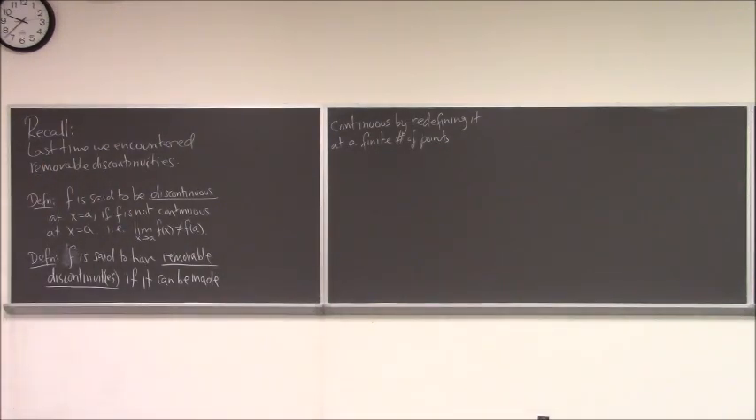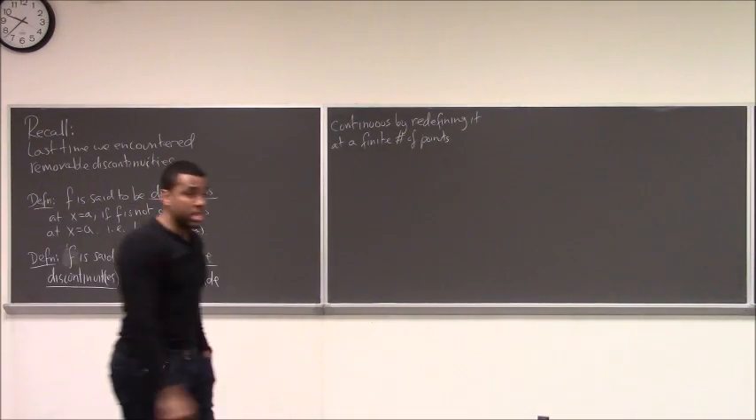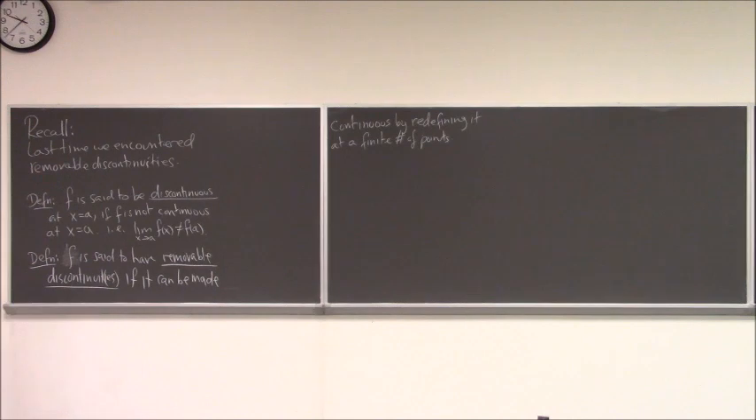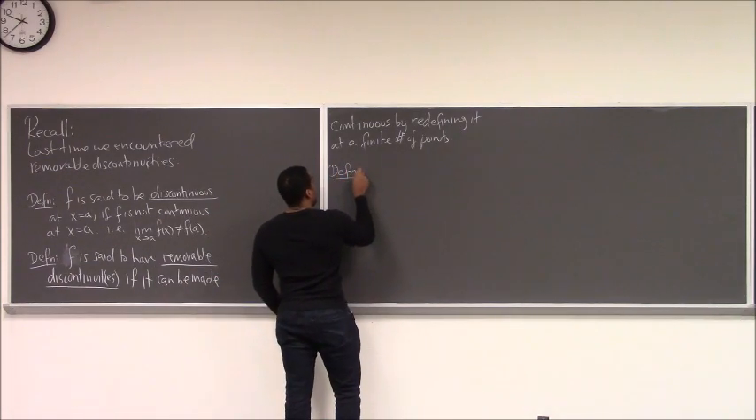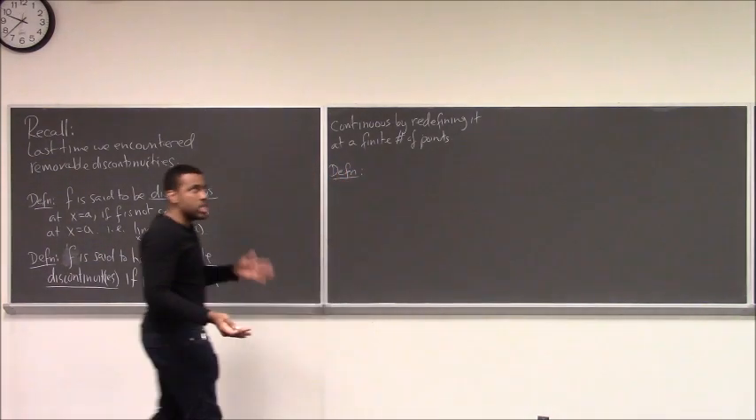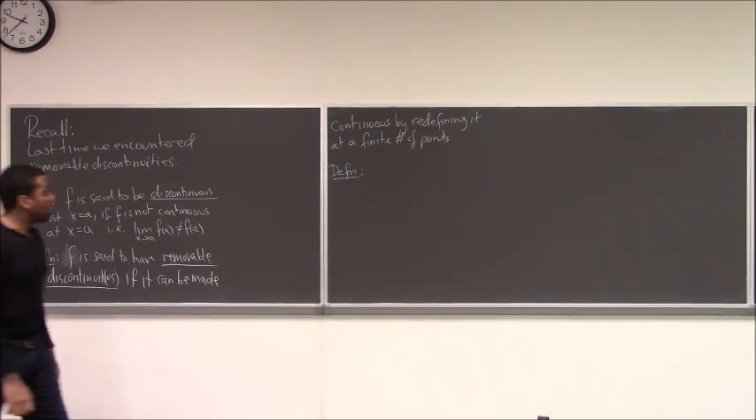They're removable if we can fix them simply by redefining the function at a finite number of points, which means the discontinuities have to be of the form of a hole, right, where we can just fill in the point that's misbehaving. So those are called removable discontinuities. They're ones that we can fix without really changing the spirit of what the function is supposed to accomplish.